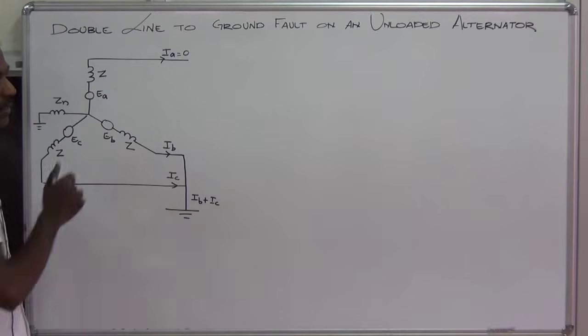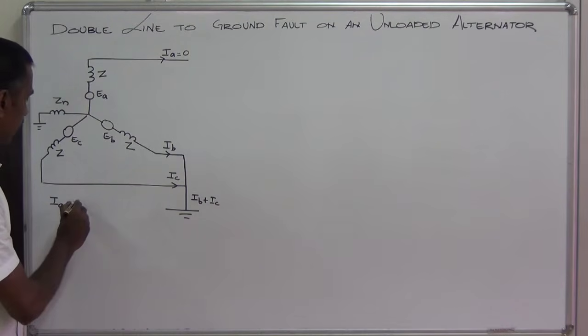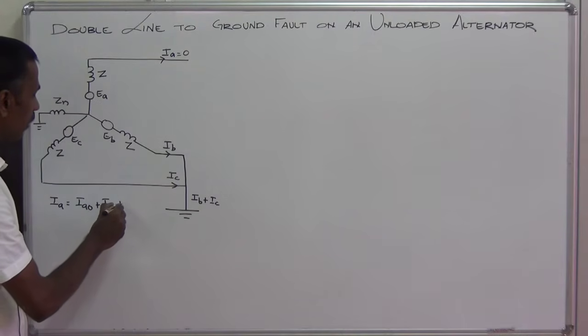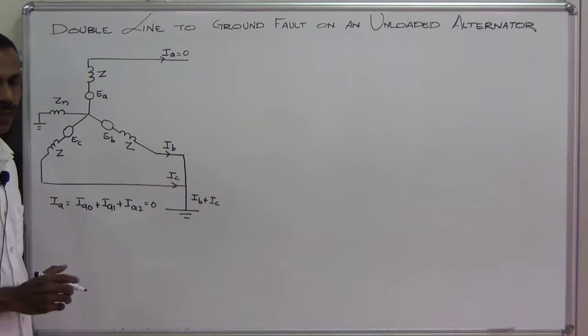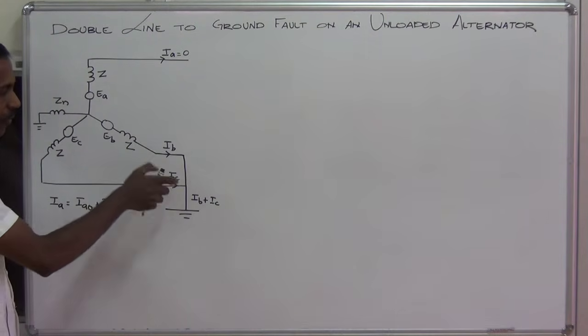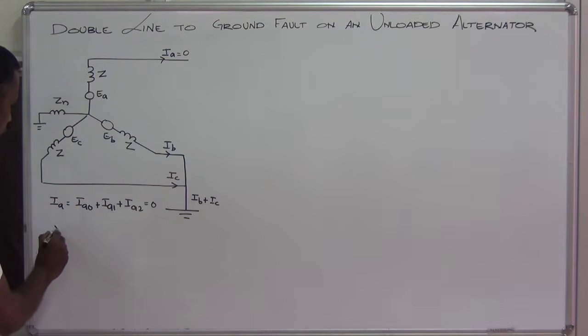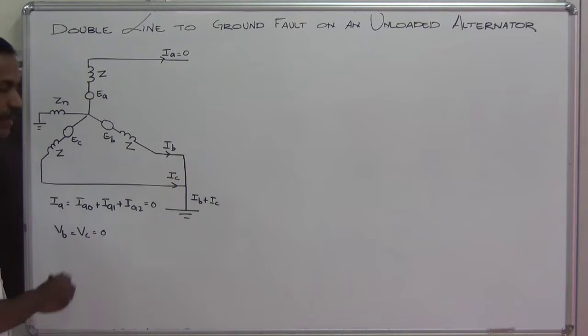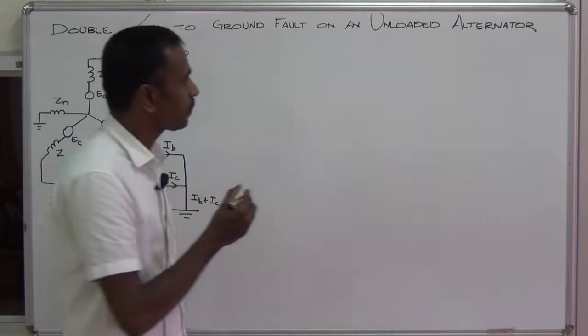Here in the first line, the current is still equal to 0. This phase current can be written as the sum of the sequence currents IA0 plus IA1 plus IA2. This is equal to 0. Now, we consider the voltages VB and VC. Both are equal to 0. So, VB equals VC equals 0. Now, let us find out the sequence voltages.